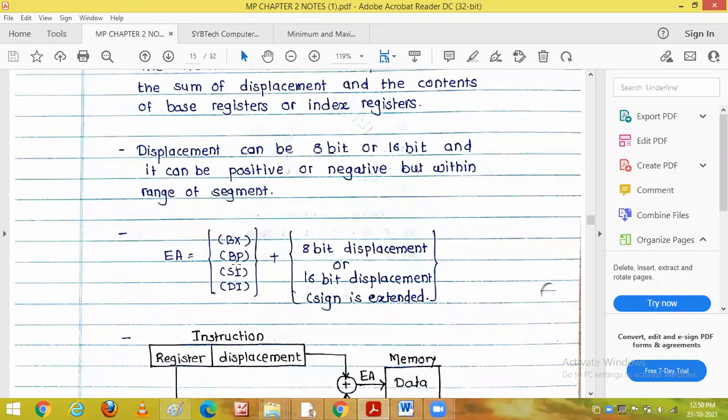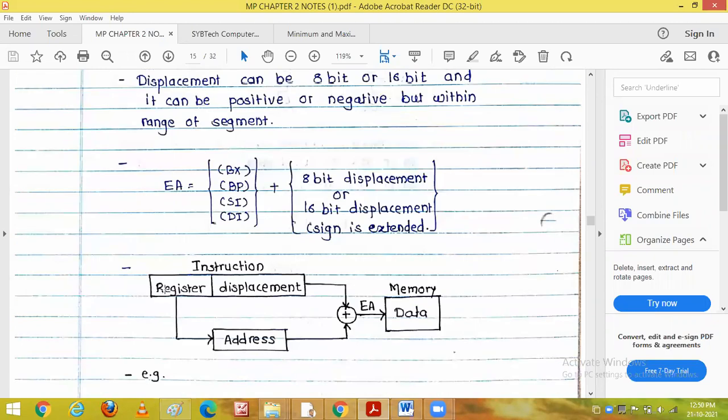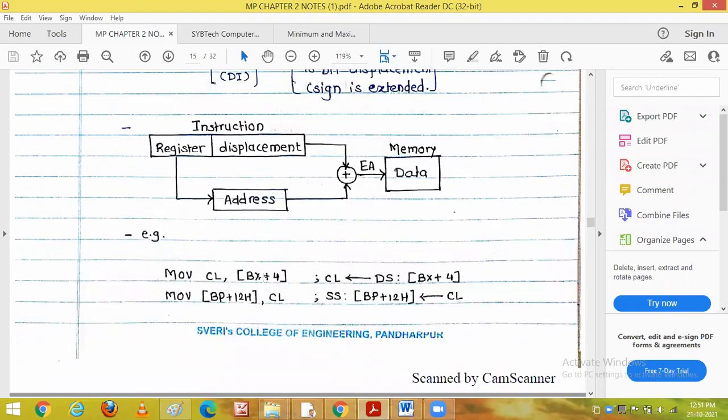In that we use base register, base pointer, source index, and destination index, all 8 bits or 16 bits based upon 8085 and 8086. In that we use an instruction with a register and displacement. Displacement is actually an effective address only. So that is the effective address with the register, plus some more address with the source index and destination index. Finally, you make the summation and get the particular data operand, that is memory data. So how do you do this? As BX plus 4.